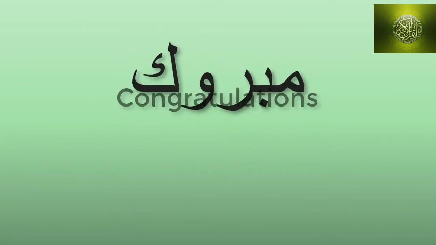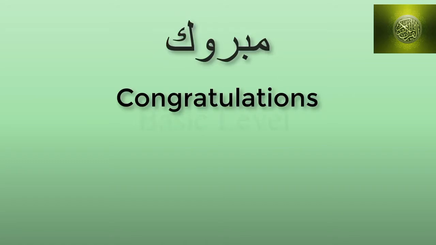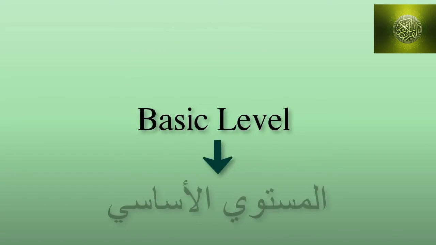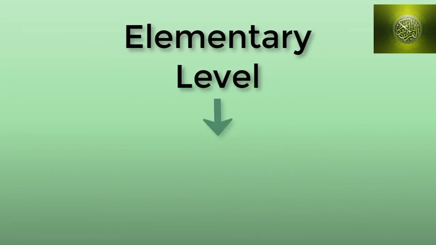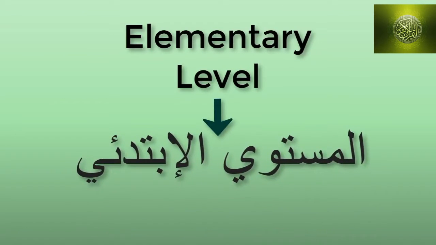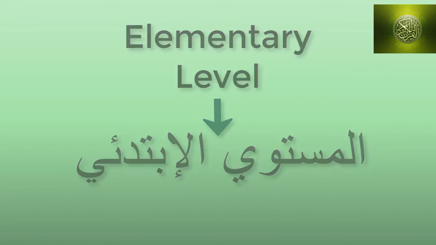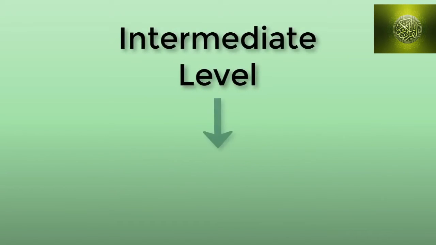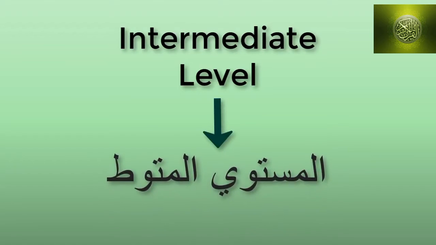Mabruk! Congratulations! You have completed the basic level, Al-Mustawa al-Asasi, where you learned how to write the letters of the Arabic alphabet, as well as some basic Arabic words and phrases. You have also completed the elementary level, Al-Mustawa al-Ibtida'i, where you continued to increase your vocabulary and formulate very simple 2, 3, or 4-word sentences. Now you're ready to begin the intermediate level, Al-Mustawa al-Mutawassat.